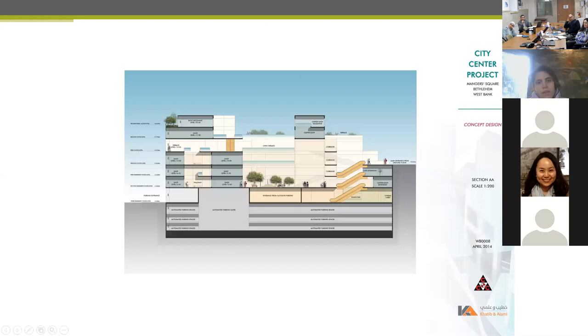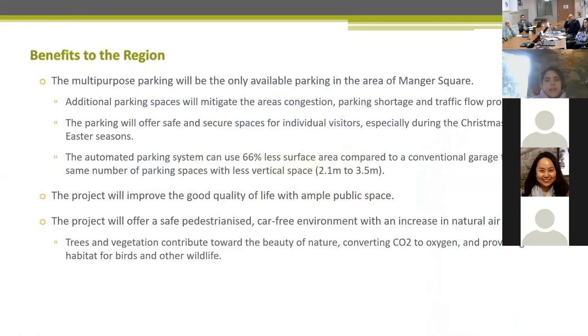So the benefit of the multi-purpose parking is that additional parking spaces will mitigate the area congestion, parking shortages, and traffic flow problems. The parking will offer safe and secure spaces for individual visitors, especially during Christmas and Easter, and especially that we have a huge problem with parking in the area. The system can use 66% less surface area compared to a conventional garage. So it really saves a lot of space.